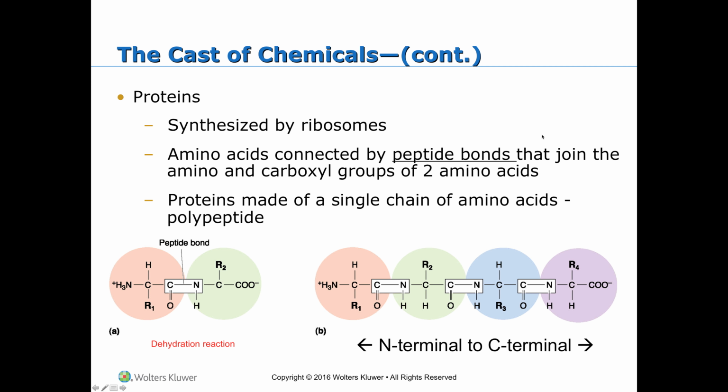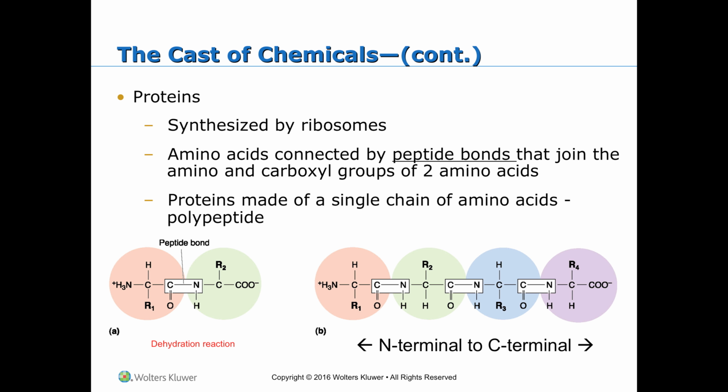So proteins are synthesized by ribosomes. Again, going back to the idea of whether we are on a free-floating ribosome, which would give rise to an enzyme, or a ribosome that is bound to the endoplasmic reticulum, giving us a membrane-bound protein.